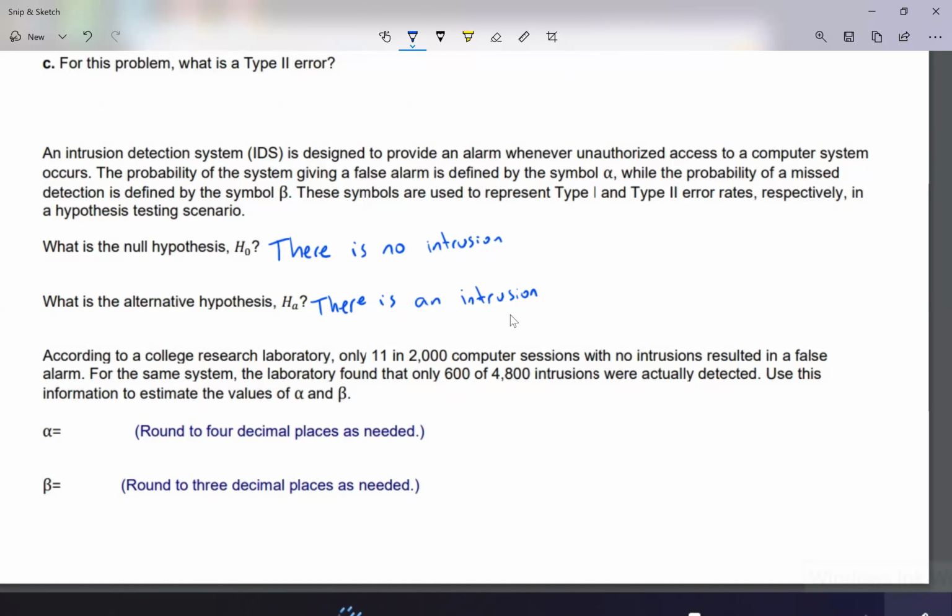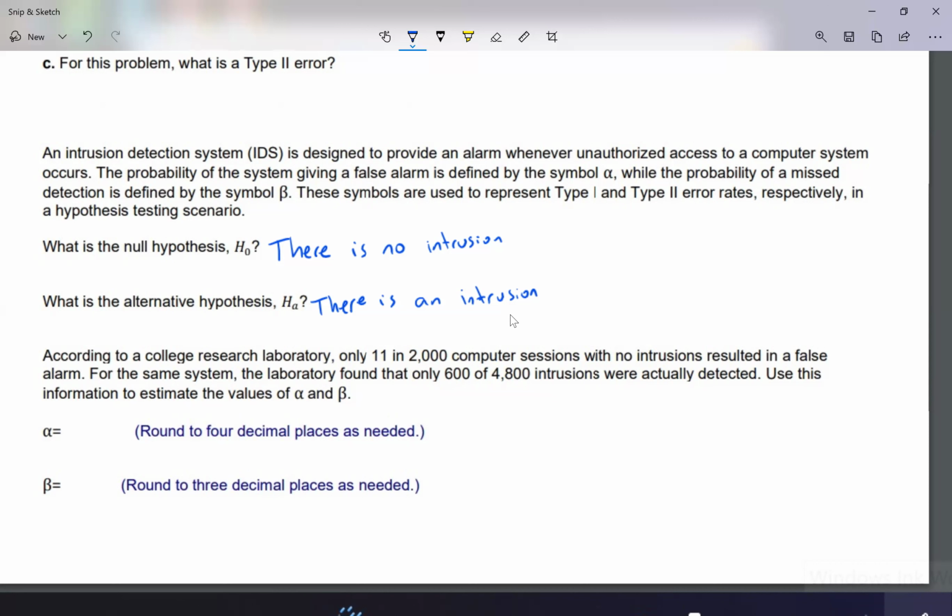Now, according to a college research lab, we tested this system. Only 11 in 2,000 computer sessions with no intrusions resulted in a false alarm. So there were 2,000 times that there was no intrusion, so the null hypothesis was true. But 11 of them gave me a false alarm. So we're going to figure out alpha, the probability of alpha.